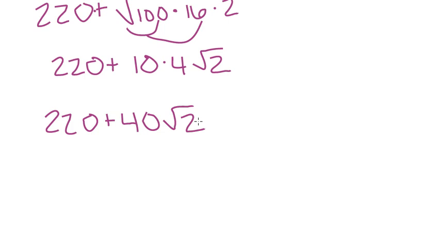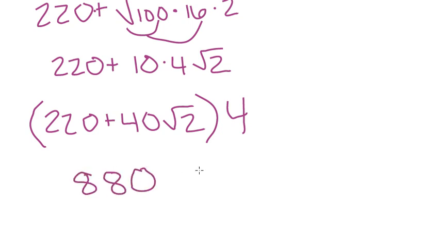So now that I have that, I know that I need 4 pieces for each meter. I need to put 4 strands. So I'm going to multiply by 4 here. So I'm going to take 220 times 4, and that's going to give us our 880 here. And then I also need to multiply my coefficient there by 4. So I'm going to get plus 160 root 2.